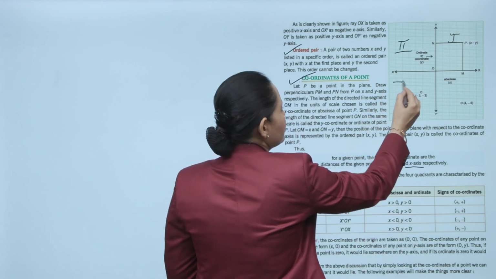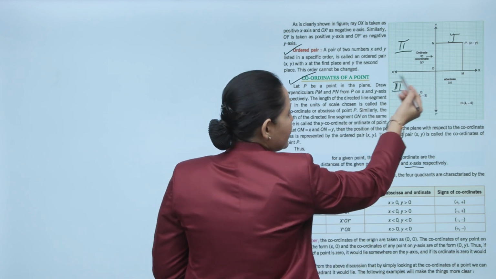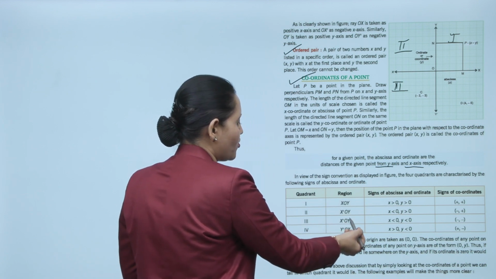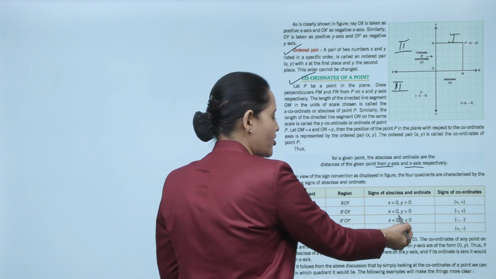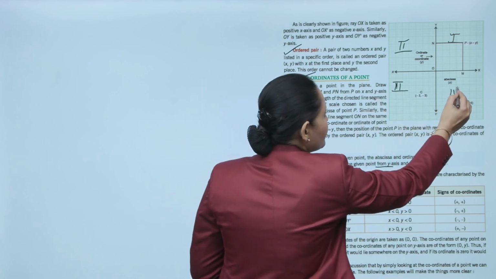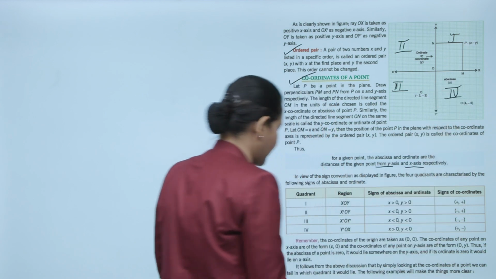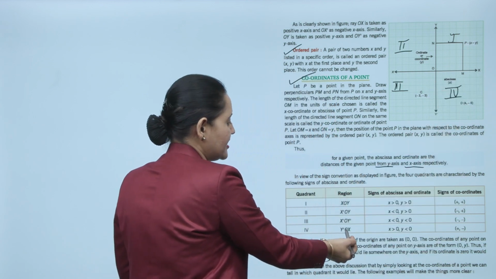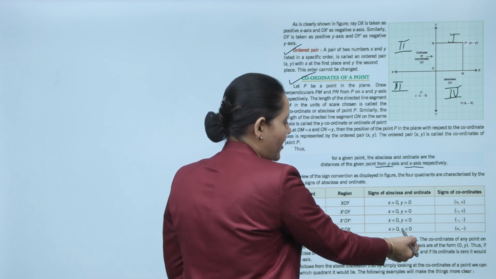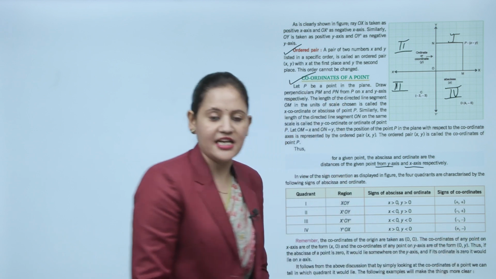If we talk about the third quadrant, x is negative and y is negative. So X dash OY dash, x is less than 0 and y is less than 0. Both are negative. And this is the fourth quadrant. Here x is positive and y is negative. So Y dash OX, x is greater than 0 and y is less than 0. x is positive and y is negative.